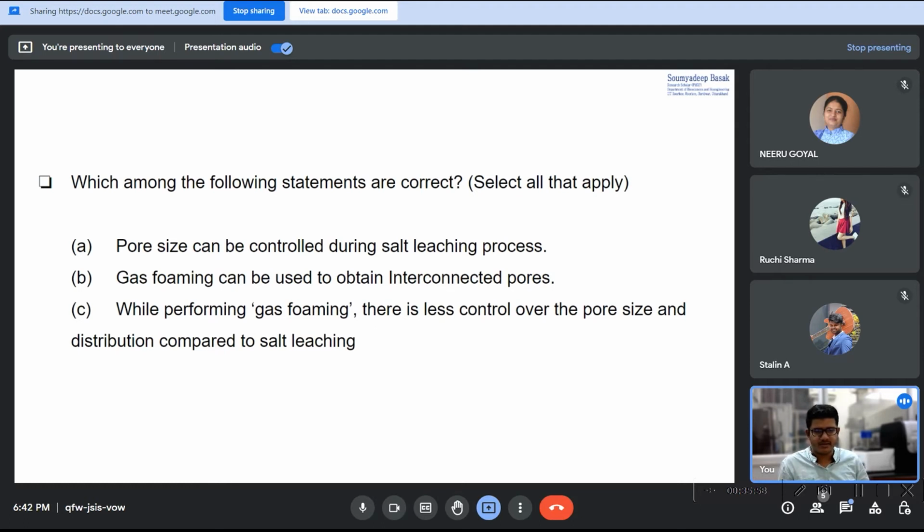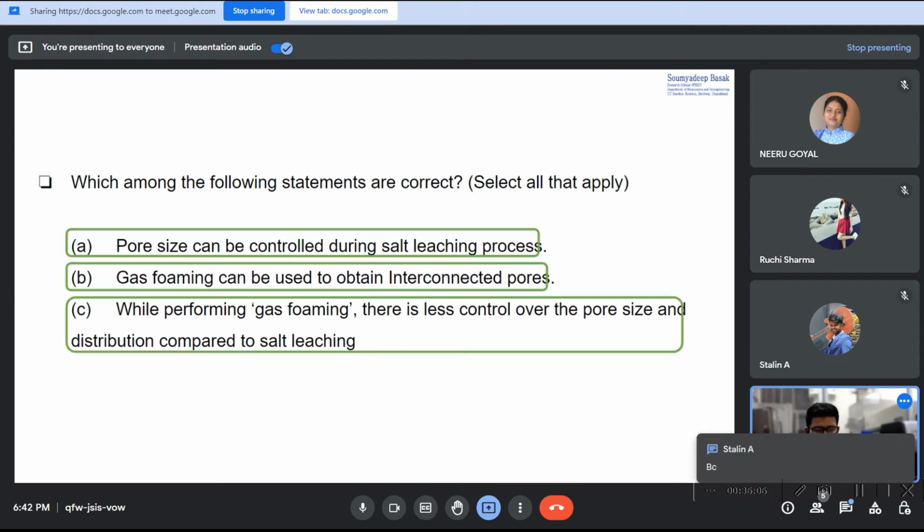You can remember from the gas forming technique, salt leaching we have talked about. All are correct. Interconnected pores we can find with gas forming. For gas forming we used ammonium bicarbonate. Carbon dioxide is generated when it comes out. There is a kind of pores we can find, right? But the pore size is different. It is not controlled in gas forming.